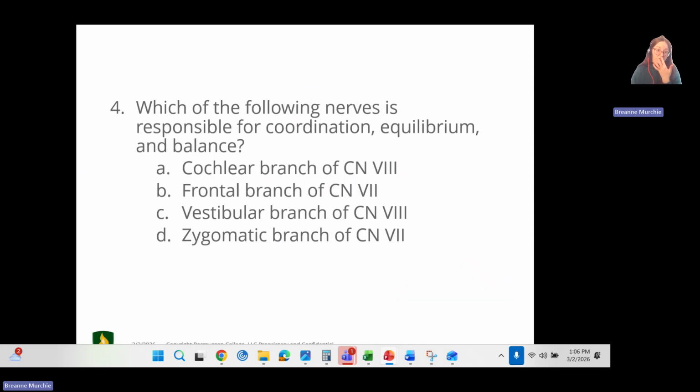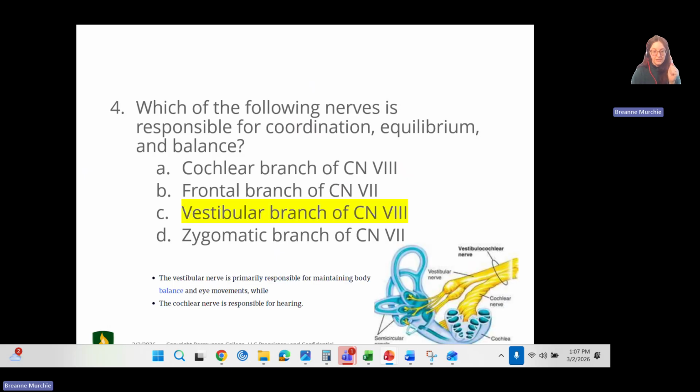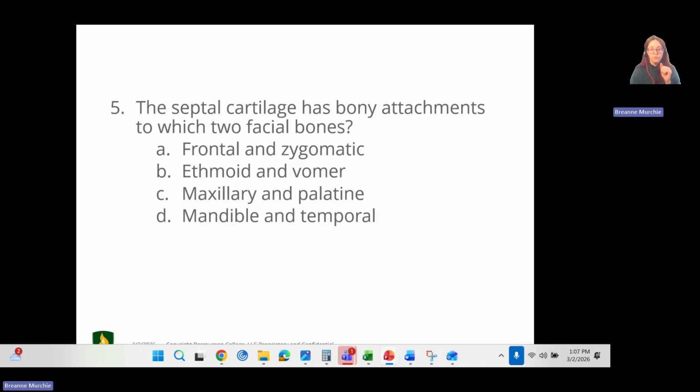Okay, number 4, which of the following nerves is responsible for coordination, equilibrium, and balance? And that answer is going to be C, the vestibular branch of cranial nerve number 8. Make sure you review your Roman numerals because those can get tricky. Number 5, the septal cartilage has bony attachments to which two facial bones? That's going to be your ethmoid and vomer.